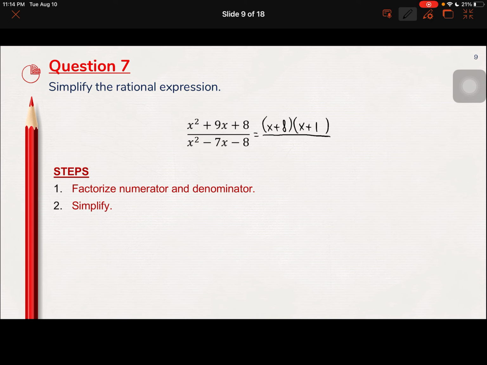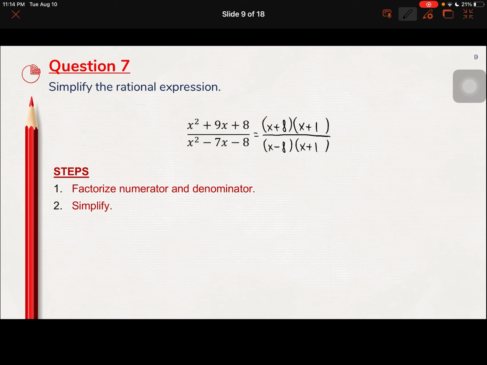Then for the denominator, okay, again we have two factors, x and x. This sign goes directly to the first one. Negative times negative is positive, so this must be positive. And then we're going to check two numbers that if you multiply them you get minus 8 and if you add them you get minus 7, and that is minus 8 and plus 1, and you can check that they are right.